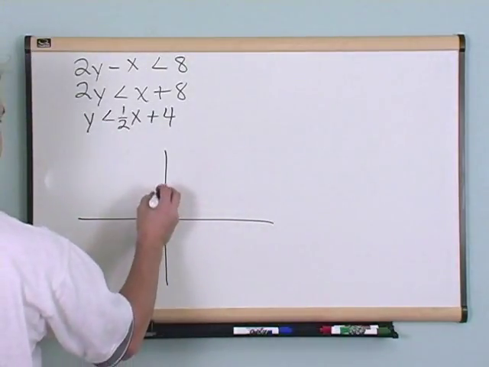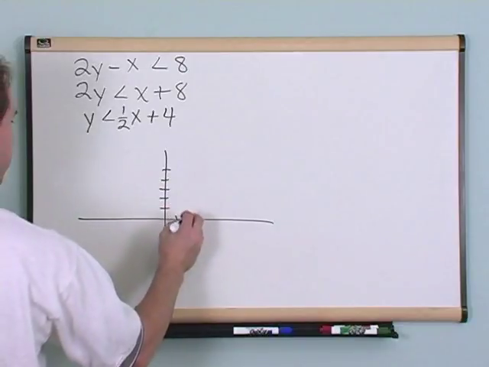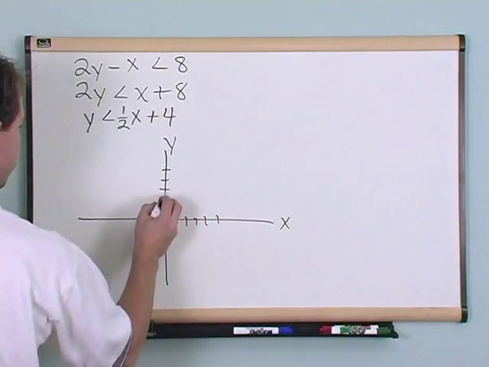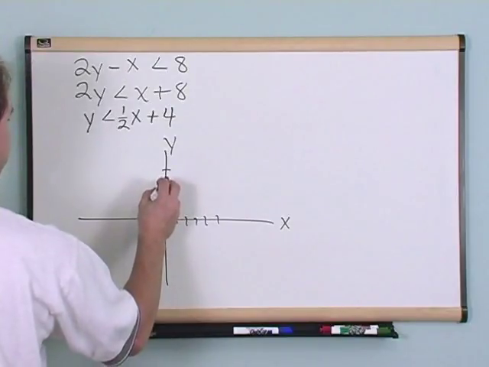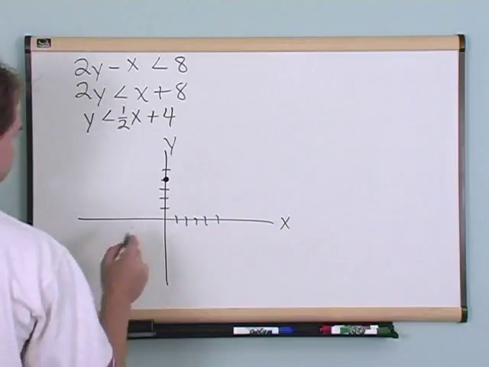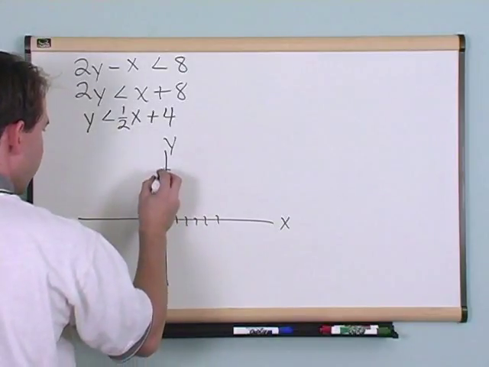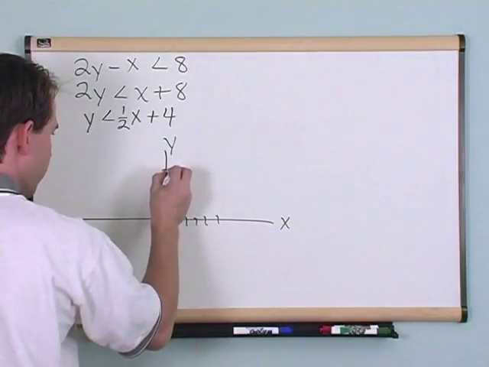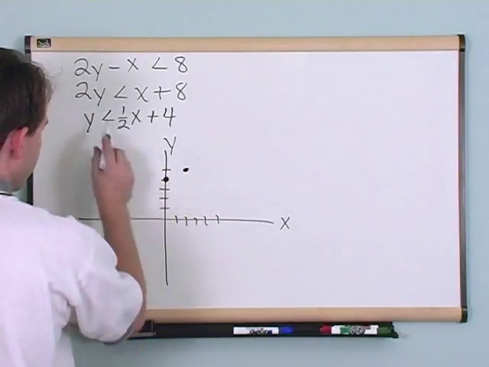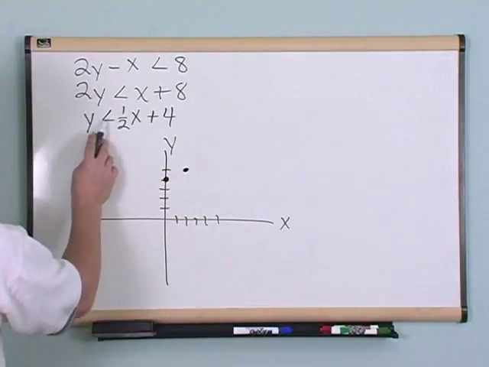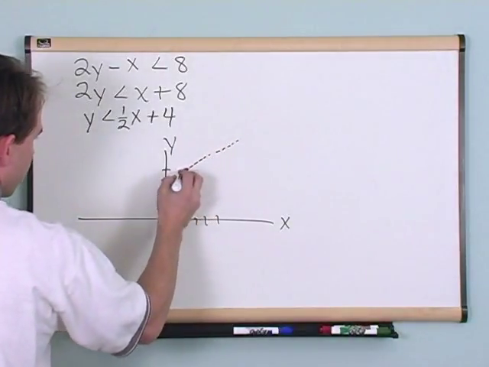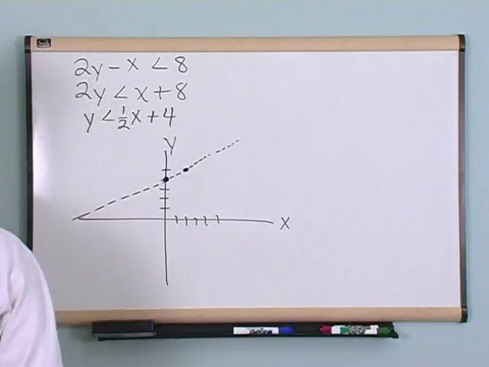The y-intercept, remember this is x, this is y, the y-intercept is 4. 1, 2, 3, 4, so I'll put a big dot there. And my slope is 1/2, so that's a rise over run, rise of 1, run of 2. So that's somewhere like that. Now, it's not equal to, it's just less than, so I'm going to put a dotted line instead of a solid line.